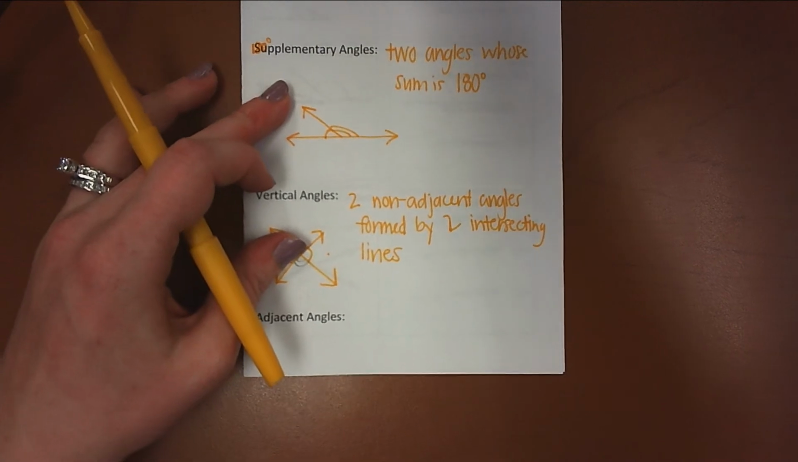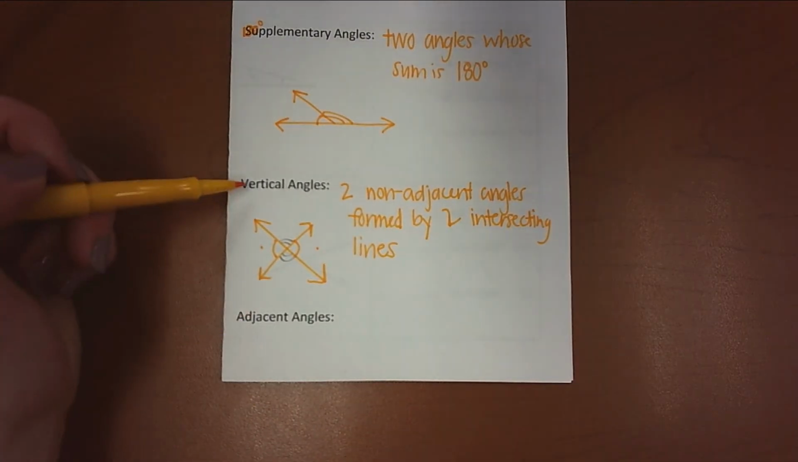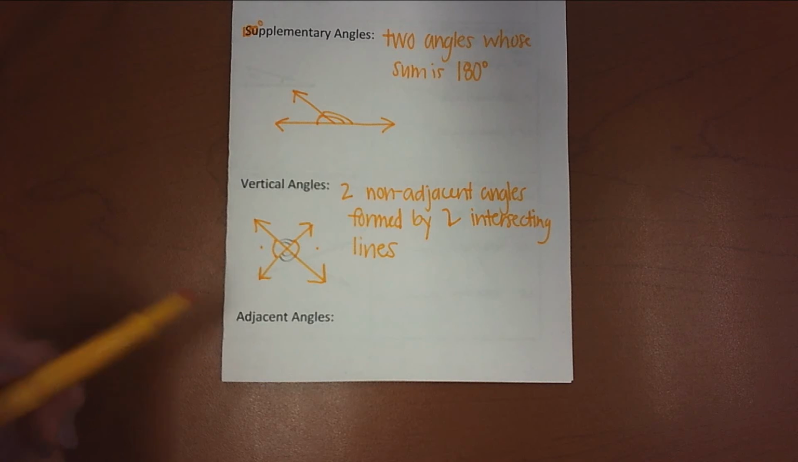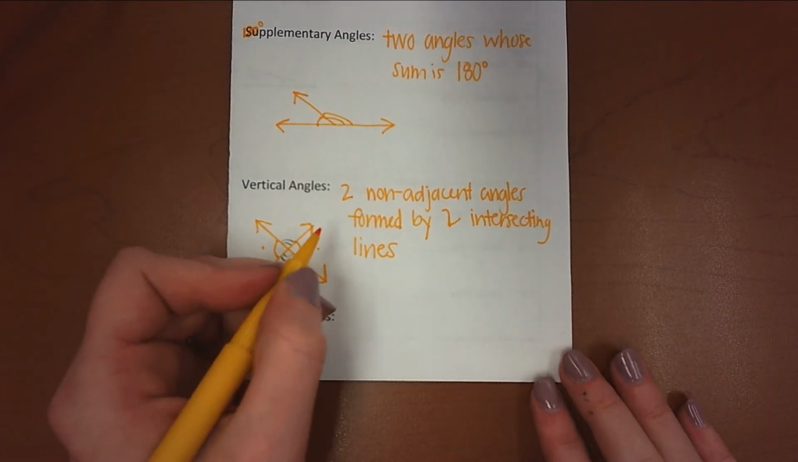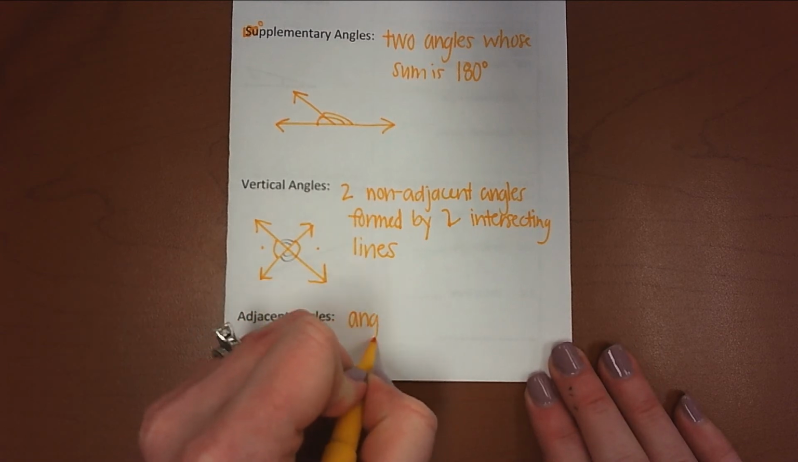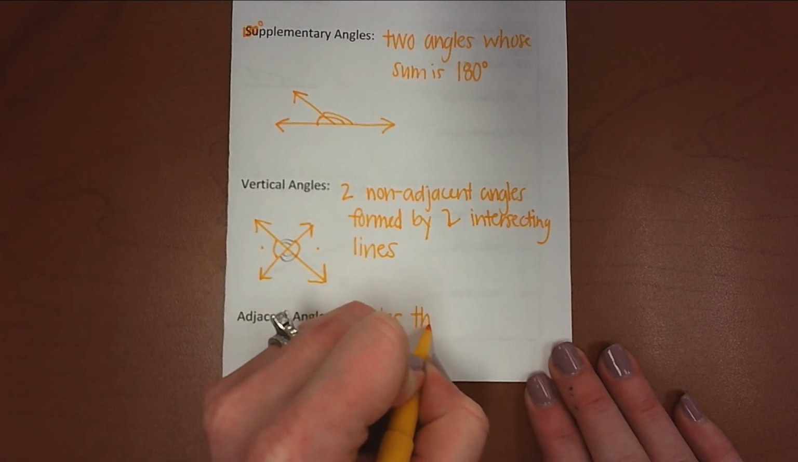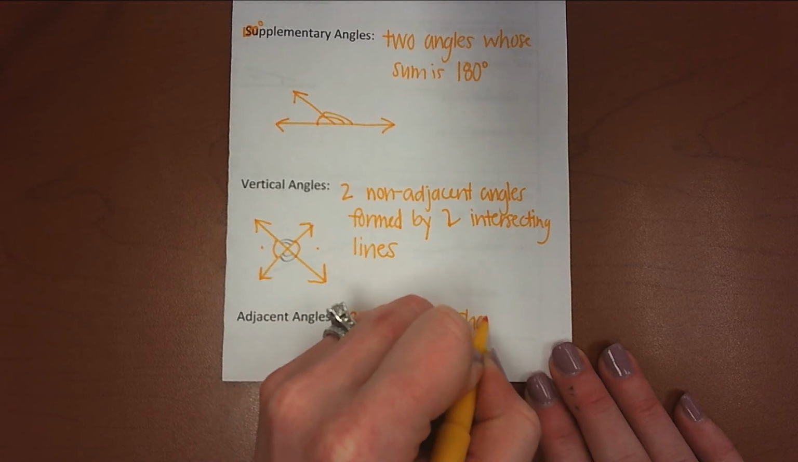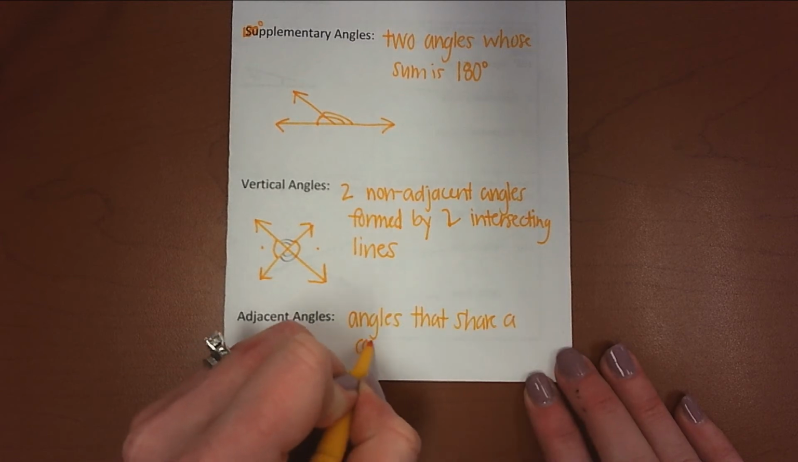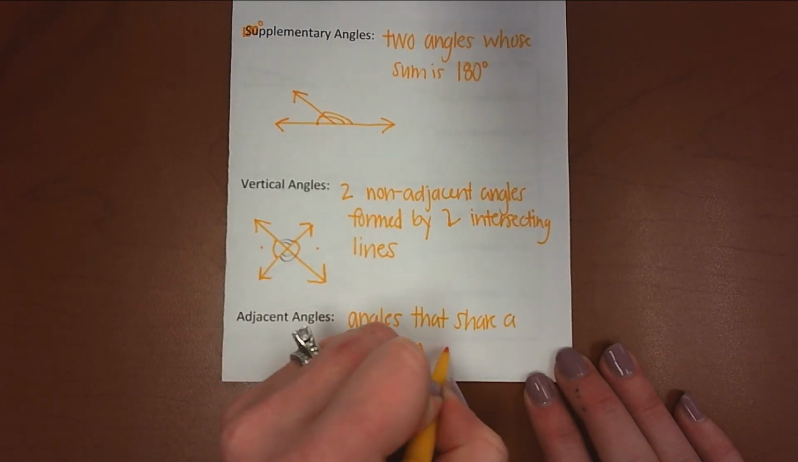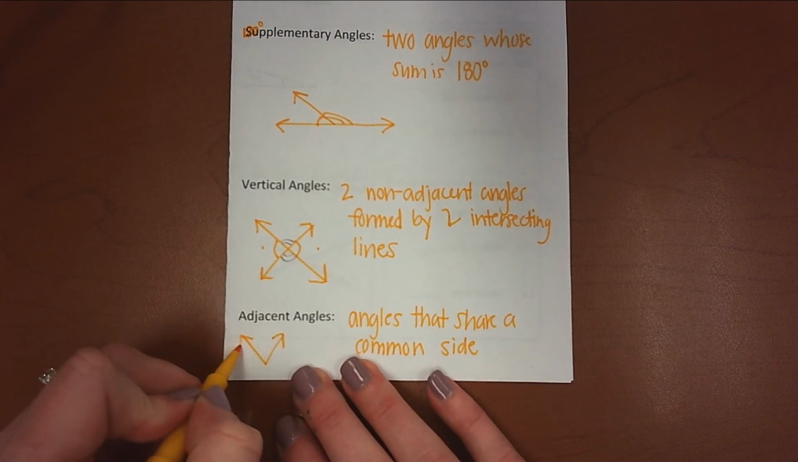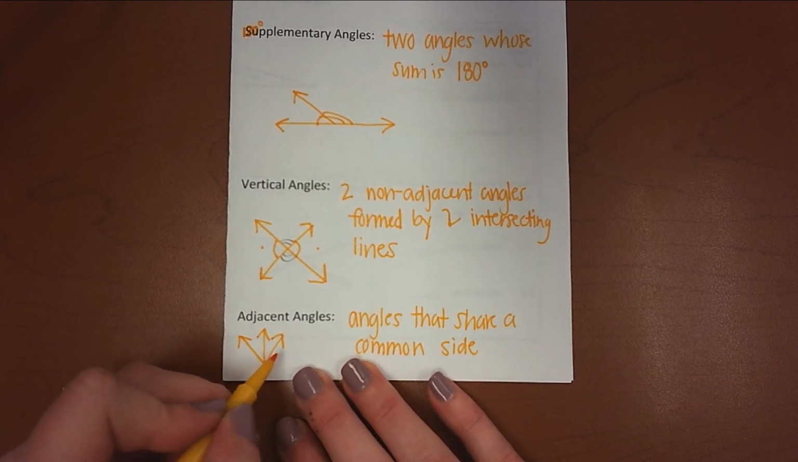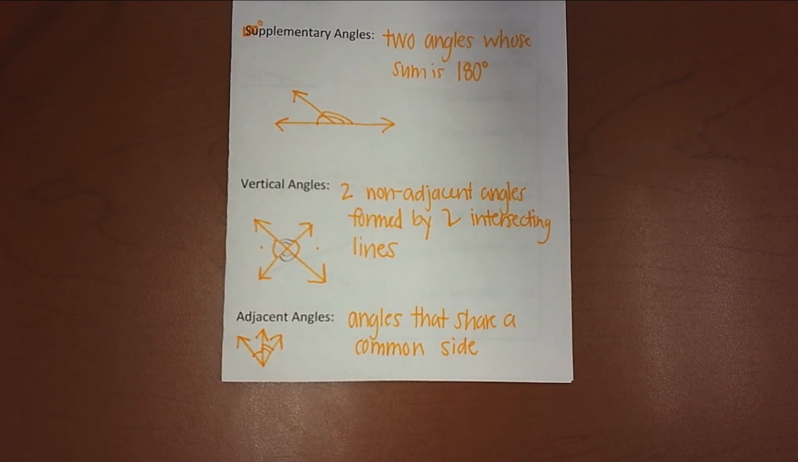So really, if I were to go back and do this again, I would put adjacent before vertical, because here's the definition of adjacent angles. Then that would help us know the definition of vertical angles better. Adjacent angles are angles that share a common side. They're next to one another. So we could have an angle here, and then they could share this side right here, so we see these two angles are adjacent. They're next to one another.